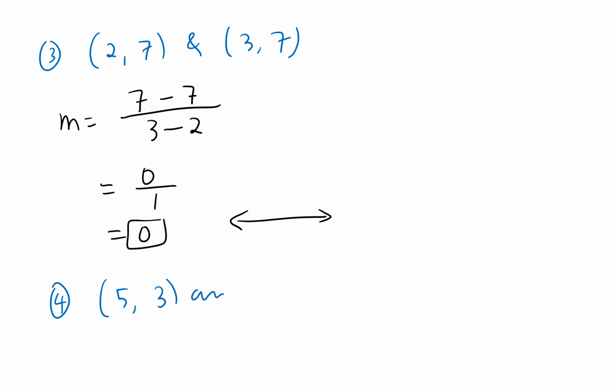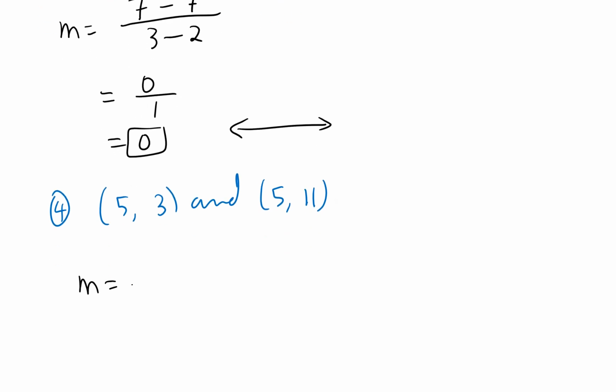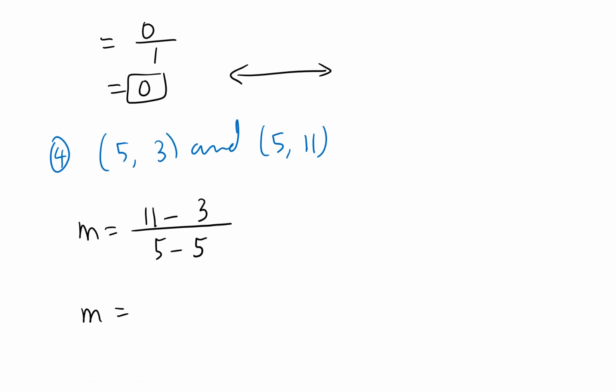(5, 3) and (5, 11). The slope would be y2 minus y1 over x2 minus x1. That gives us 8 over 0. Oh, we can't divide by 0. So this is called an undefined slope. And this means the line is going to be a vertical line. That's what undefined slope, or not defined slope, means.